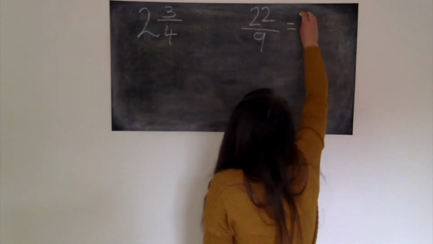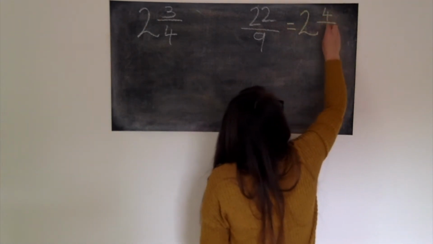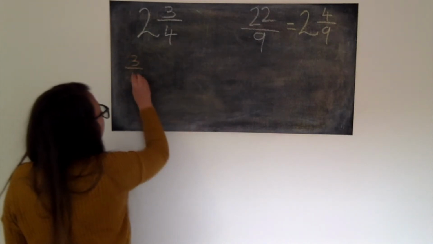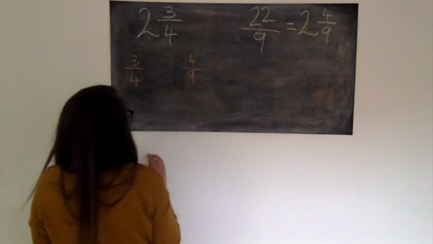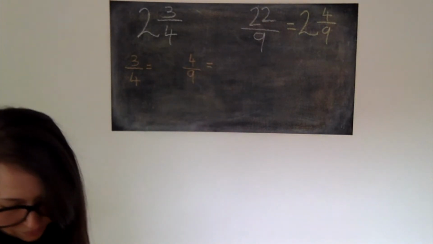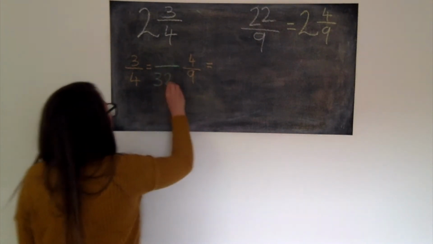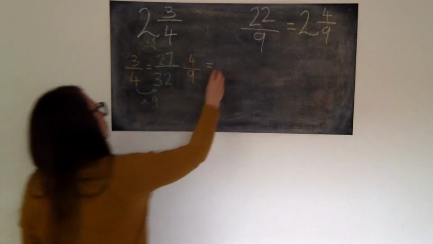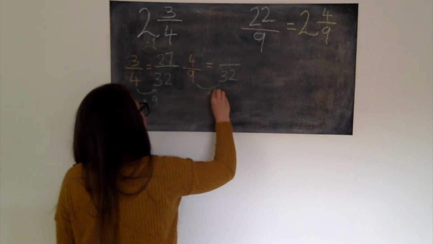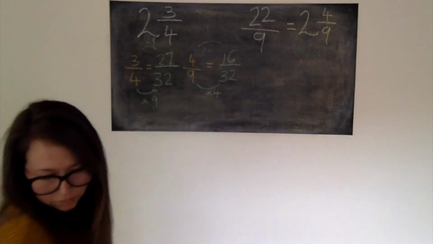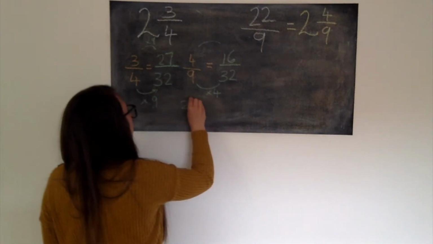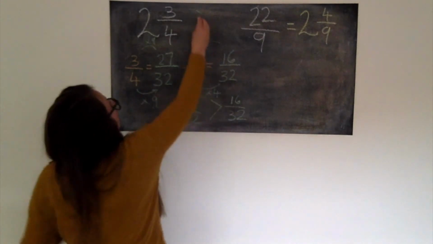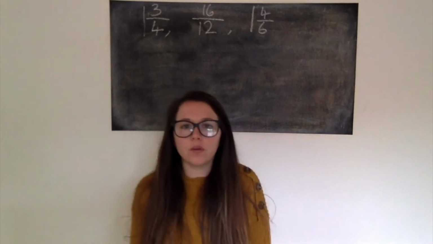Okay, I chose again to turn my improper fraction into a mixed number. So the 22/9 gave me 2 4/9. We then need to compare, because they've both got 2 whole numbers, the fractions of 3/4 and 4/9. To do this, we need to make sure the denominators are the same. So looking for a common multiple, I know that 36 is in both of the times tables. So 3/4 is the same as 27/36, and 4/9 is the same as 16/36. I then know that 27 is greater than 16, and so therefore 2 3/4 is greater than 22/9. Next, I want us to have a go at ordering 3 fractions.